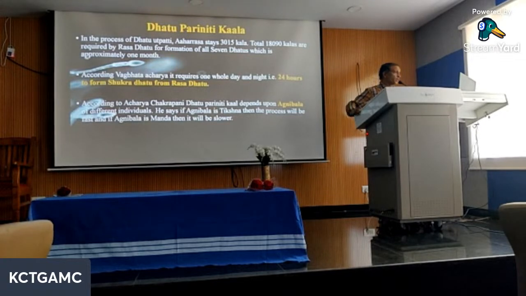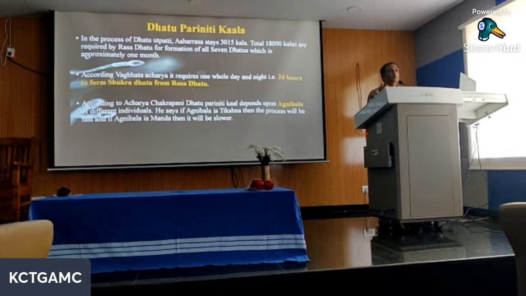In the same way, there are totally 18,090 kalas in the entire seven dhatus pervasion. In 24 hours, Shukra Dhatu can be manufactured by Rasa Dhatu. In 7 days, Shukra Dhatu can be manufactured by Rasa Dhatu. One more paksha is there: 7 into 4, 28 days. One lunar calendar of the female is also the time taken for Shukra Parinama. We do double of it, 30 plus 30, a 60 days course, giving long time for spermatogenesis. And one of the physiology books from long back has quoted that 72 days is the time taken for one spermatogenesis cycle. So these are all Shukra Pariniti Kala.